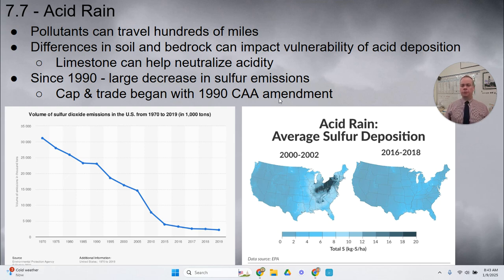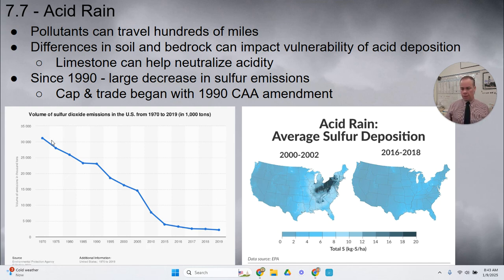But there is some good news here. If we look at these two images at the bottom of the slide, in 1990, as we talked about when we talked about the Clean Air Act, an amendment to the Clean Air Act was put into place that instituted the cap and trade program on sulfur emissions. And so since that time, we have had a significant decrease in sulfur emissions and subsequently a reduction in acid deposition.